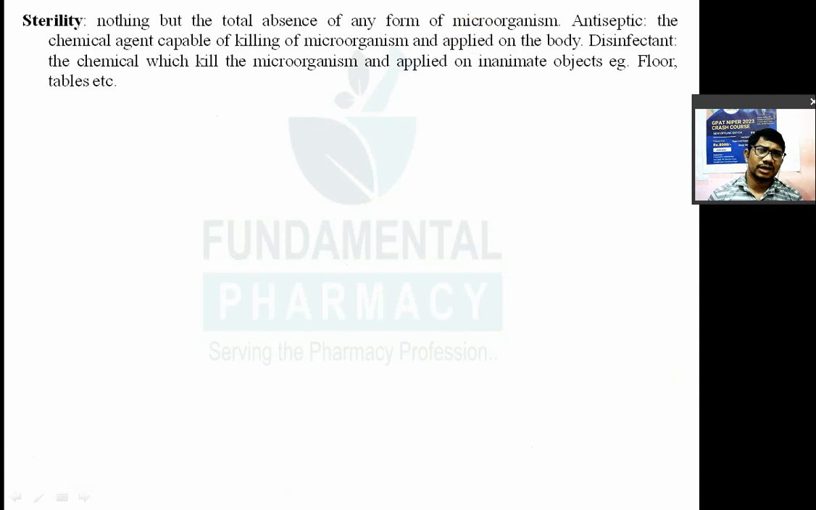Next is sterility. What do you mean by sterility? Sterility is the total absence of any form of microorganism from your preparation. कि आपके प्रिपरेशन में कोई भी कंटेमिनेशन नहीं है, कोई भी वाइबल फॉर्म नहीं है, वेजिटेटिव फॉर्म नहीं है, स्पोर्स नहीं है. Absence of any form of microorganism from your preparation is known as sterility. आप बोलते हो स्टेराइल है, स्टेराइल मतलब क्या?